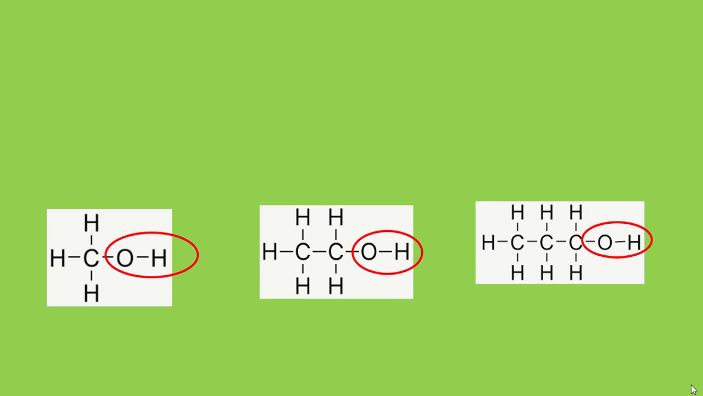So you can see here we have got 3 alcohols. The middle one is ethanol, and I've circled the functional group to show you that the functional group is the same no matter what the alcohol is. So I would like you to pause the video and try to name the other 2 alcohols, please. Okay, so this first one is methanol, the second one is ethanol, and the third one is propanol.